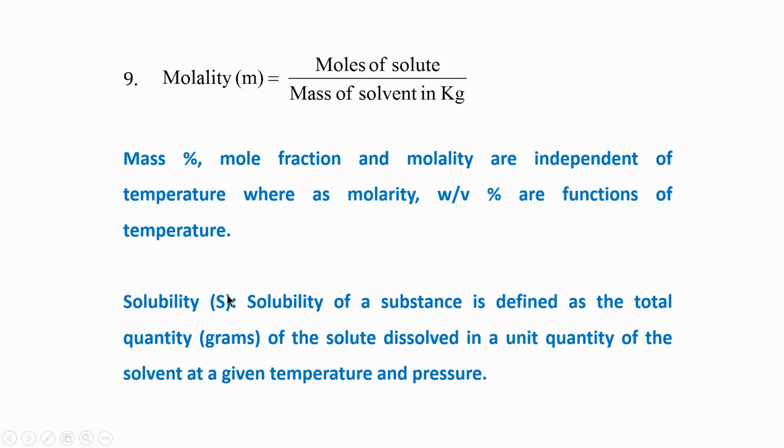So, what is solubility? Solubility of a substance is defined as the total quantity of the solute dissolved in a unit quantity of the solvent at a given temperature and pressure. You have to specify the time, you have to specify the temperature, you have to specify the pressure, take the solvent and take the solute, say that so much has been dissolved in so many ml of the solvent at this temperature and pressure. So, that is solubility.